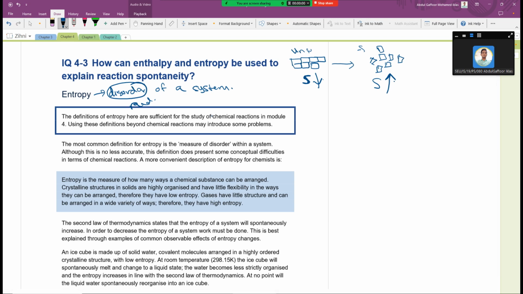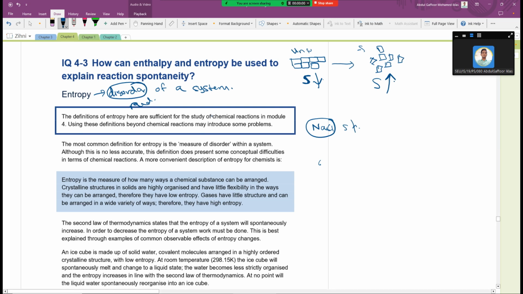So entropy is the measure of how many ways a chemical substance can be arranged. Crystalline structures in solids are highly organized, right? For example, if you take sodium chloride, it has an ionic lattice, 6 Na, 6 Cl, that story, right? So there is uniformity in crystalline structures, so the entropy will be less in crystalline structures.